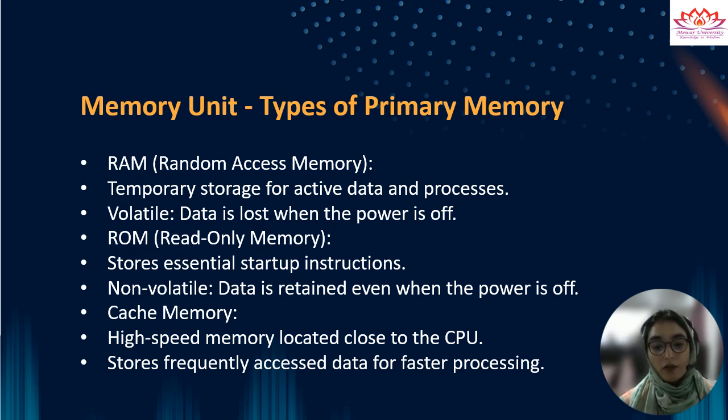Then ROM, this non-volatile memory, contains essential instructions like the bootloader, which helps start the computer. It cannot be altered during regular operation. Then cache memory, this is a smaller, faster type of memory located close to the CPU. It stores frequently accessed data to speed up processing. For instance, cache memory might hold instructions for an ongoing task.